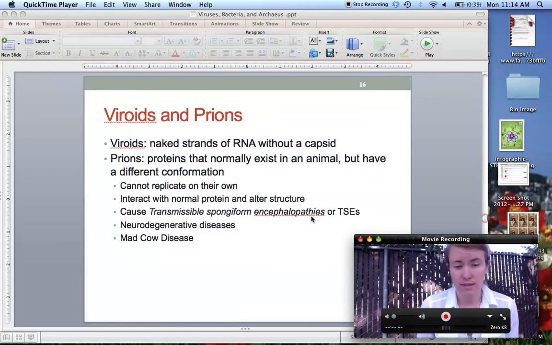They cause diseases called transmissible spongiform encephalopathies, TSEs. One of these is mad cow disease. I'm sure you guys have all heard of mad cow disease. It's very contagious and very dangerous. So viroids and prions are kind of the opposite of each other, like half of a virus. Viroids are naked RNA and prions are proteins that do the same thing. They're not whole viruses, but they act in a similar manner.